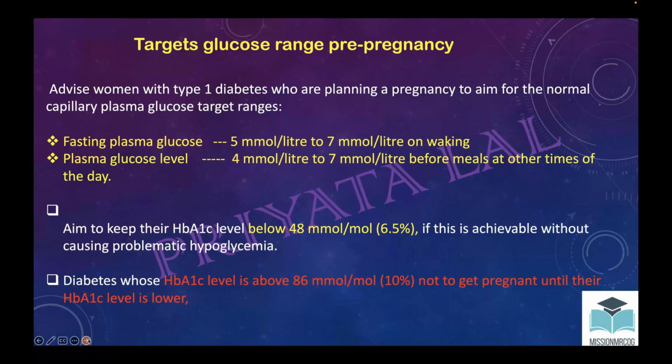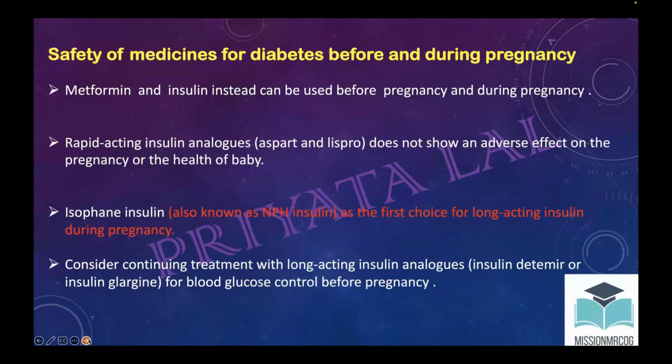Now a patient sometimes is on some kind of medication. So regarding safety of medication, metformin and insulin can be used before pregnancy and during pregnancy. Here there is an update. In 2015 when this guideline came, when I was reading for my exam, glibenclamide was also there in the guideline, but there has been a 2022 update. According to that, they have removed glibenclamide from the guideline.